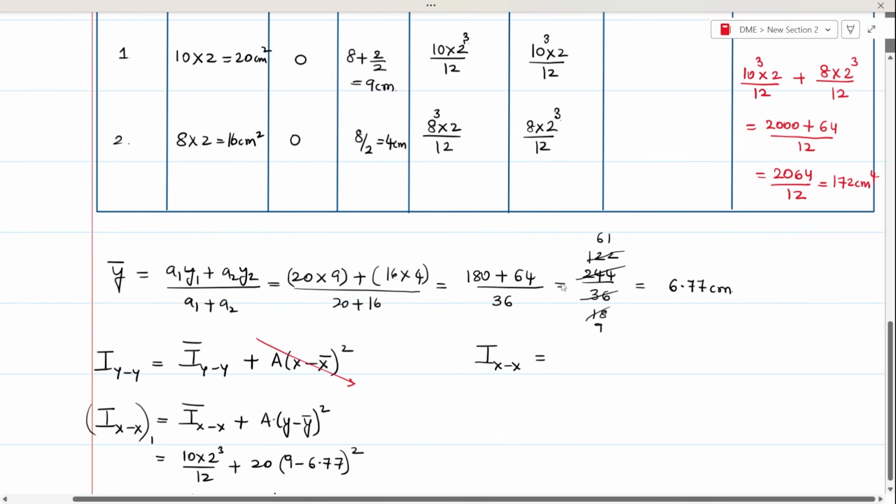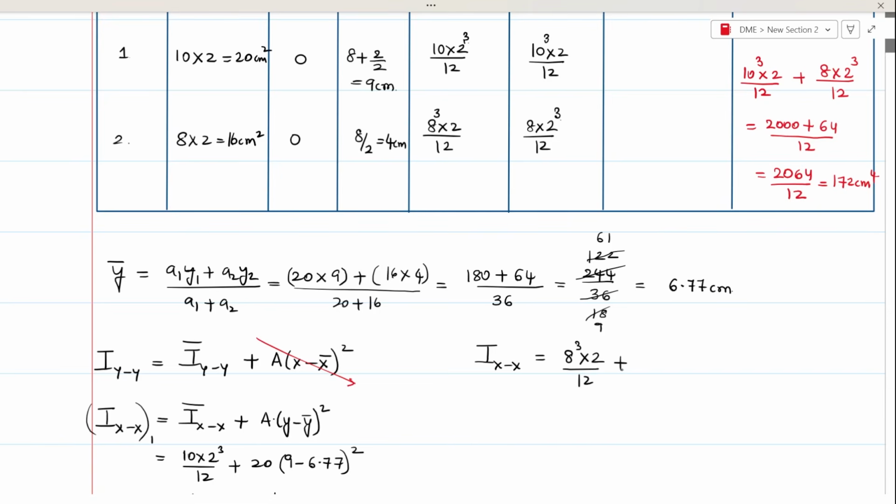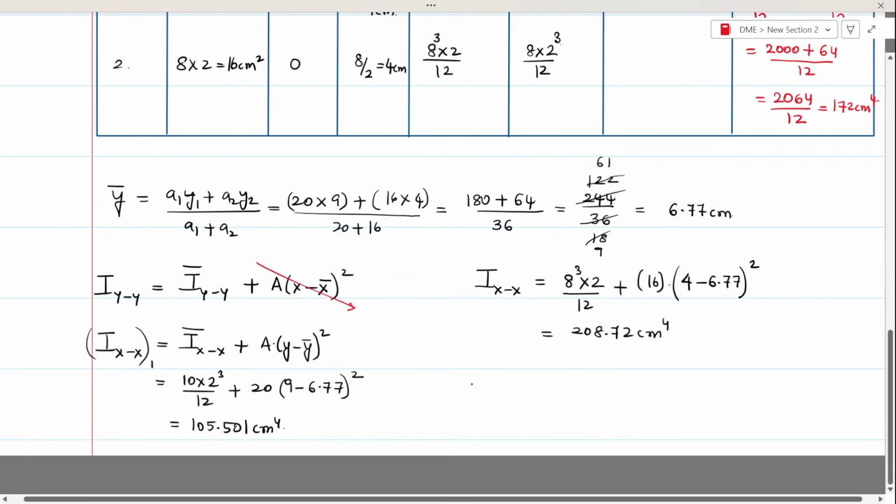And same way for number 2, it would be Ixx bar, that is 8 cube into 2 by 12, plus area 16 into y minus y bar, y is 4 minus 6.77 whole square. Upon calculation we get the value as 208.72 centimeter power 4. So this is for area number 2.